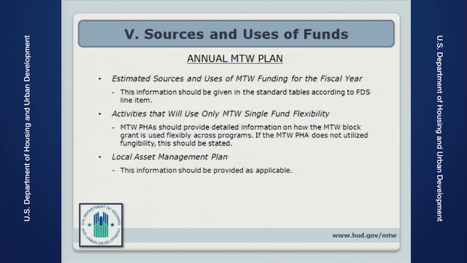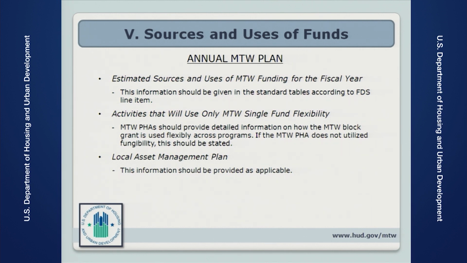If a PHA is planning to implement a local asset management plan or has an ongoing local asset management plan, that does need to be included in the plan for approval prior to implementation, and then subsequently each year it will need to continue to be included as an appendix to the plan.